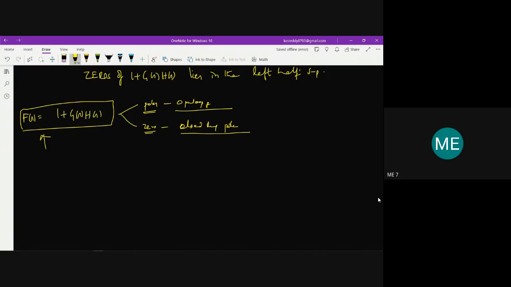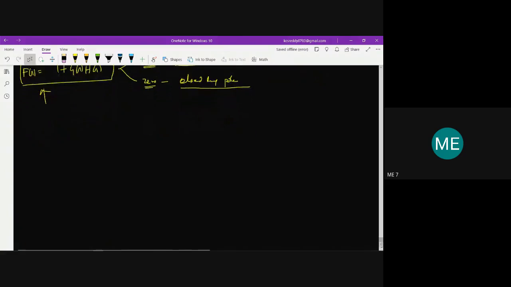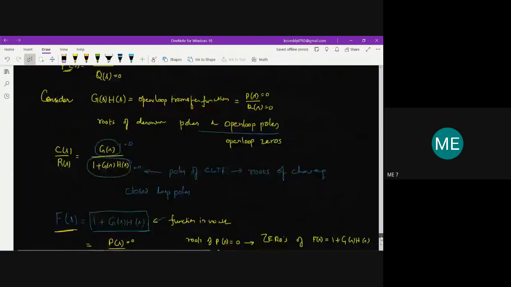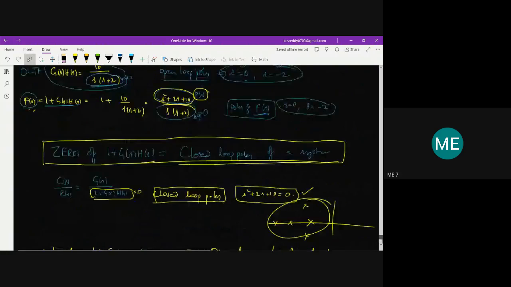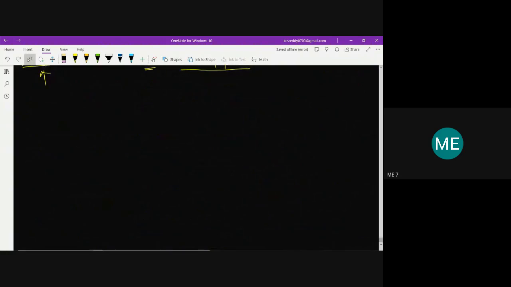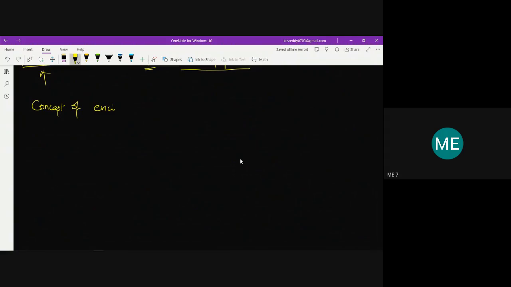Now we'll move to the encirclement. The second step which we have discussed here is the concept of encirclement and number of encirclements. So that we discuss here.